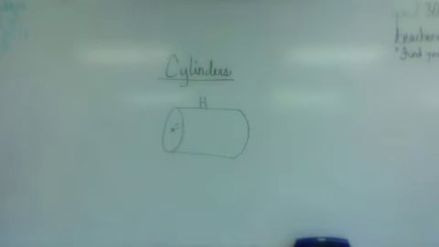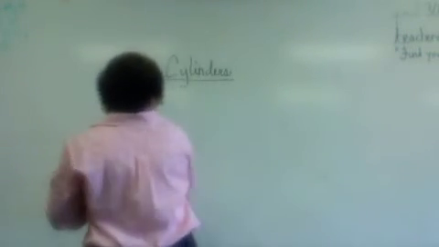Any questions on cylinders? How many dimensions do you need to know for these formulas? Two. Two dimensions, the radius and the height. That's it. Okay, let's move on to pyramids and cones.